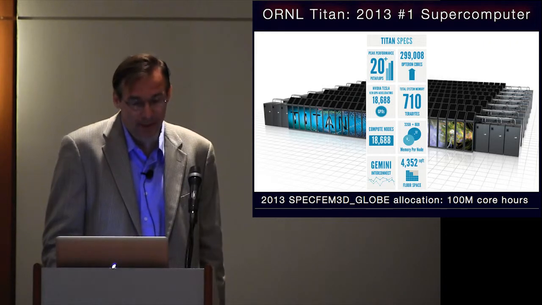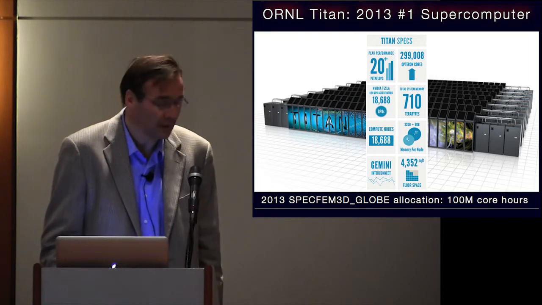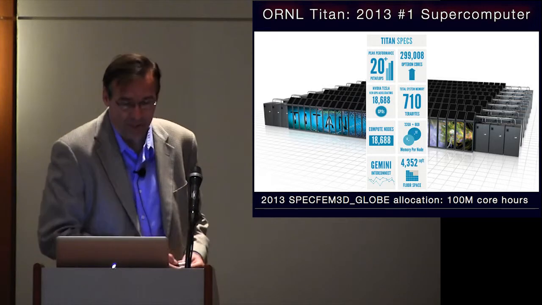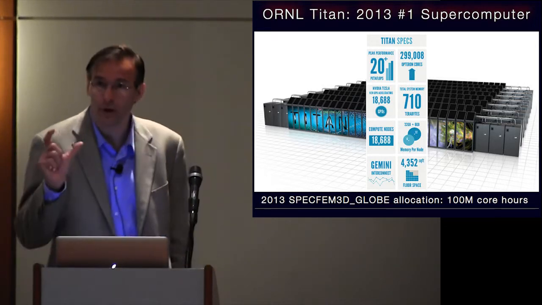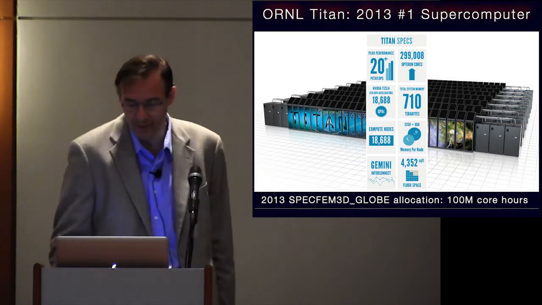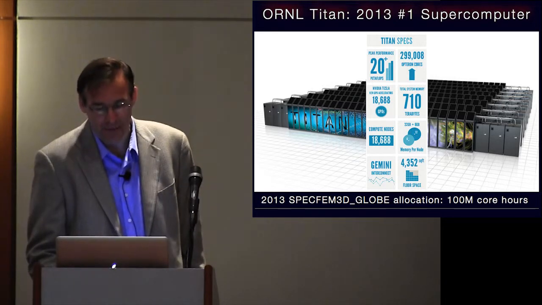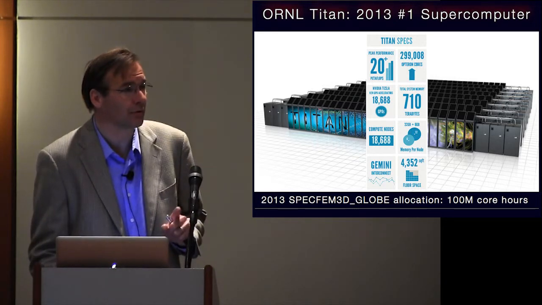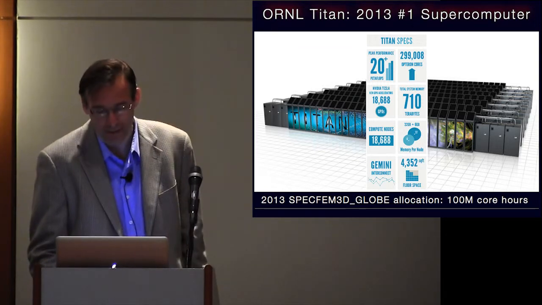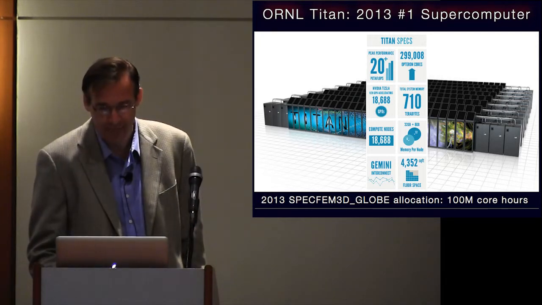So it has a peak performance that exceeds 20 petaflops, almost 300,000 AMD Opterons. There are 18,000 nodes, and each node has one NVIDIA graphics card in it to accelerate the simulations. So we have 100 million core hours on this system. Remember, the European inversion took 2.3 million core hours. So this is a lot of core hours to see what we can do on this type of hardware.